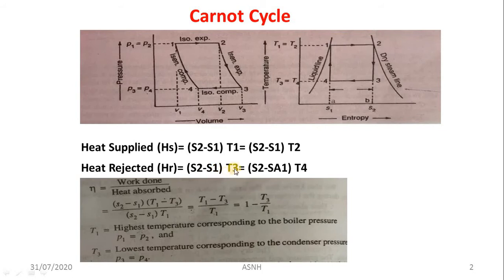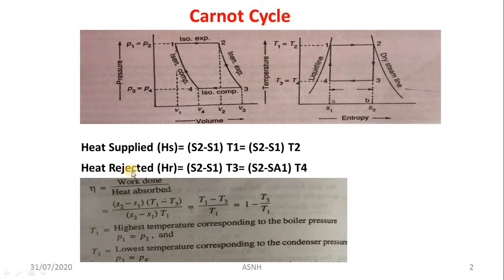So the formula of the heat rejection is the change in entropy times the absolute temperature. Here I consider the absolute temperature from where the process starts. In the first case, the absolute temperature is T1. In the case of the heat rejection, the absolute temperature is T3, so I write T3. But in process 3-4 the temperature remains constant, meaning T3 is equal to T4, so I replace T3 by T4. Here we get the values of the heat supplied and heat rejection.